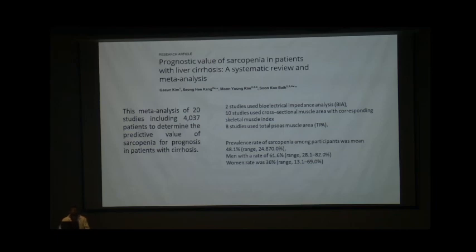It shows the prevalence of sarcopenia among participants was 48.1%. Men were more affected, with 61%, and women were 36%. There was a 15% difference, with Asian patients being affected more than the Western population. So the Asian population had more sarcopenia as compared to the Western.